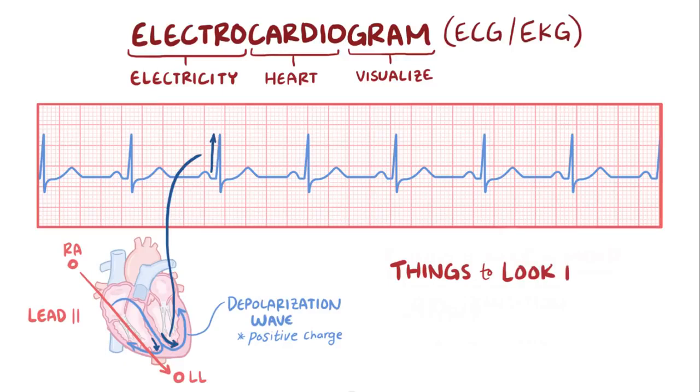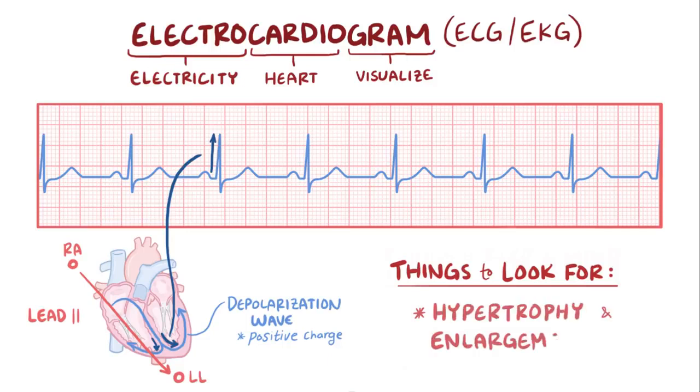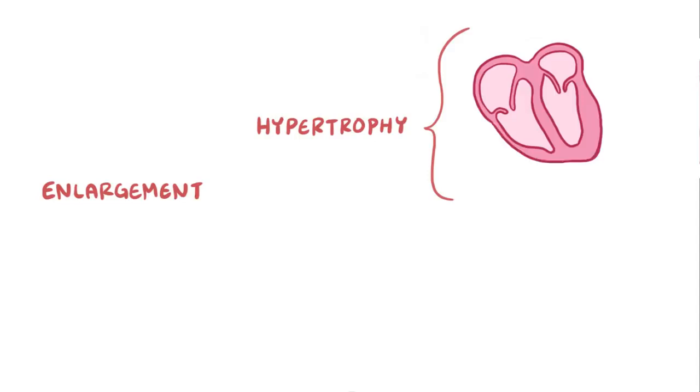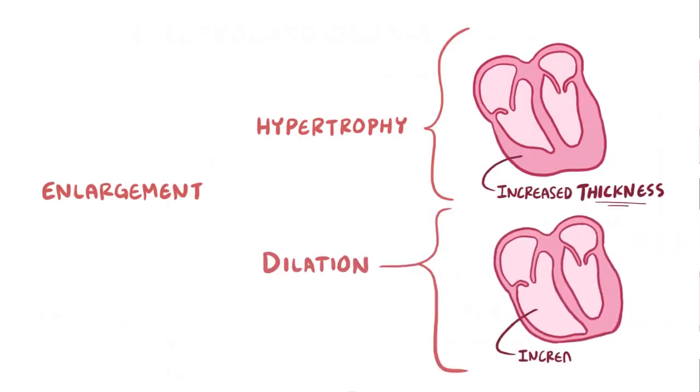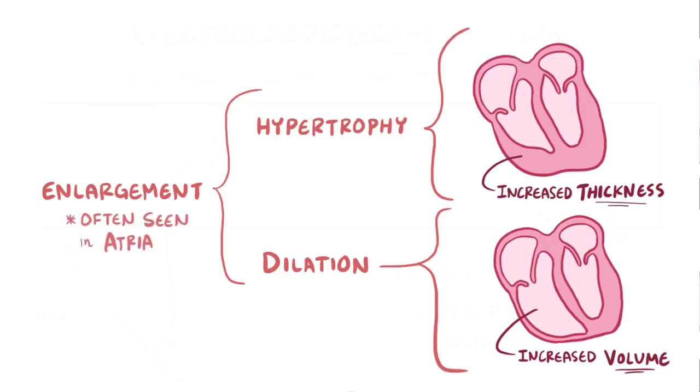Now, there are lots of things to look for when reading an ECG, and one of them includes figuring out if part of the heart has undergone hypertrophy or enlargement. Hypertrophy means that the heart's muscular walls increased in thickness, while dilation refers to an increase in the volume of a chamber. The term enlargement is generally used when both hypertrophy and dilation happen together, and this is what typically happens in the atria. In contrast, the ventricles often undergo hypertrophy without dilation.